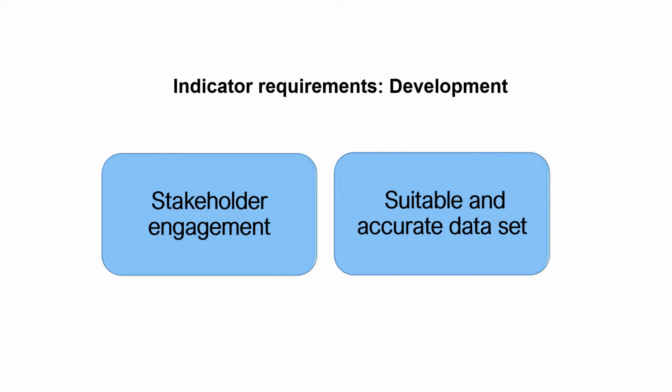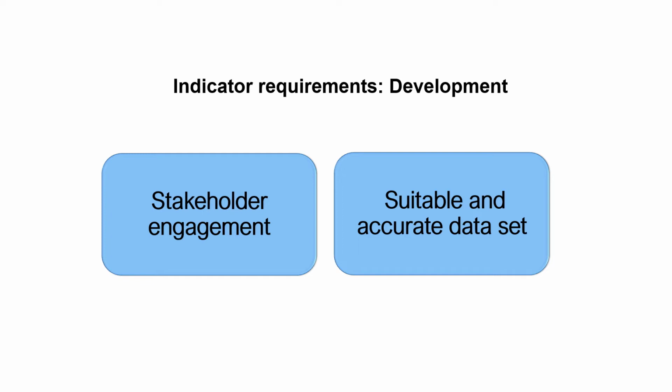The development of indicators requires, in particular, sufficient stakeholder engagement and suitable and accurate data. A common failing of indicators is the lack of stakeholder engagement. Indicators that are fit for purpose in development must address the needs of varying stakeholders. As an example, stakeholders may be governmental or non-governmental organizations, industry, scientists, community members, or funders.